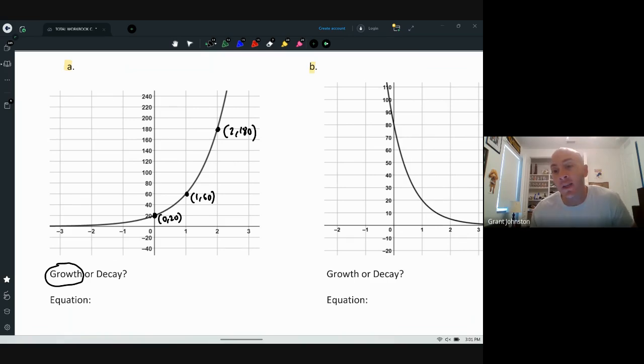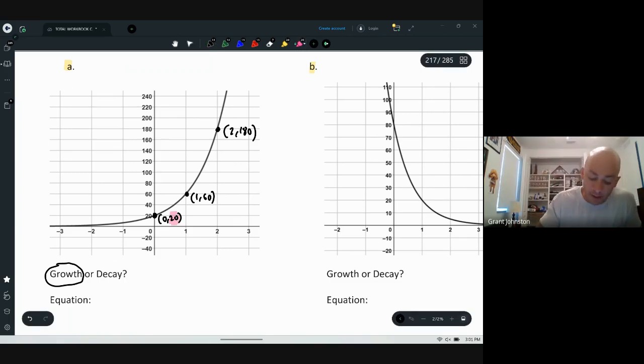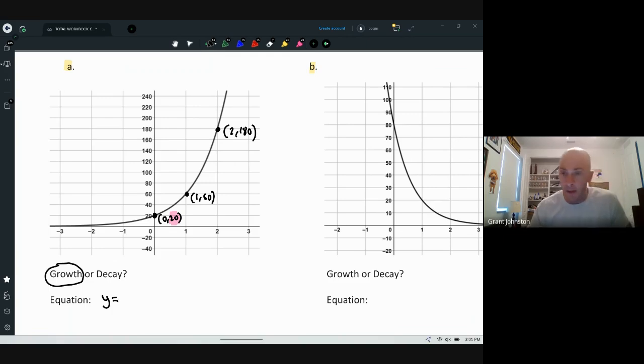And remember the equation, we just need the pattern. What is it multiplying by each time? And the y-intercept. Well, the y-intercept's at 20, right? So I'm going to write my equation. I'm going to use y for this because it doesn't give me a name for this function. I'm just going to say y equals 20. And the growth factor from 20 to 60 to 180, it's multiplying by 3. So 20 times 3 to the power of x could be the equation.